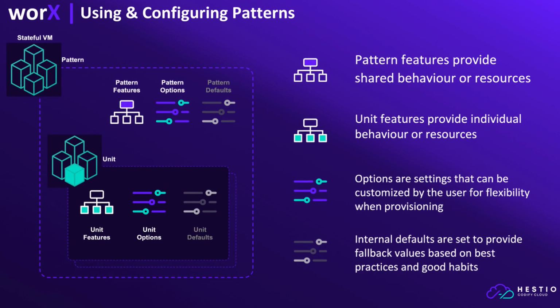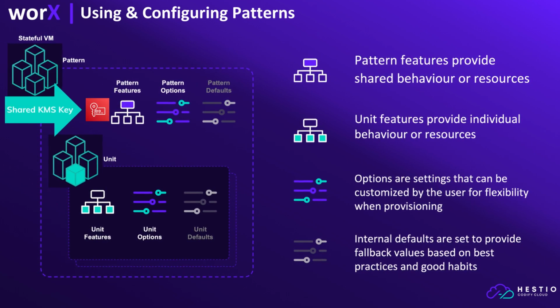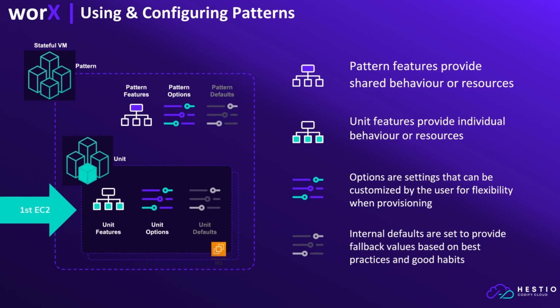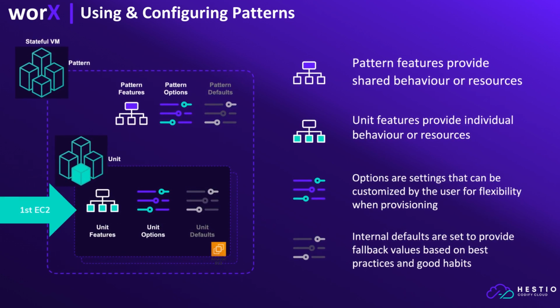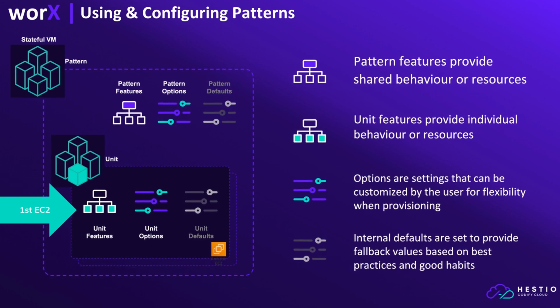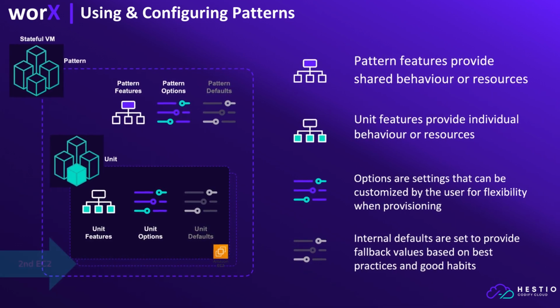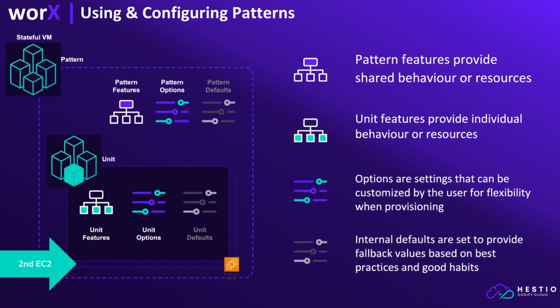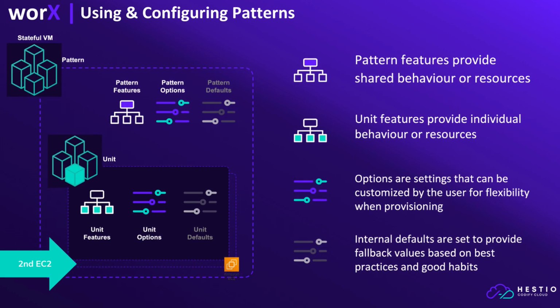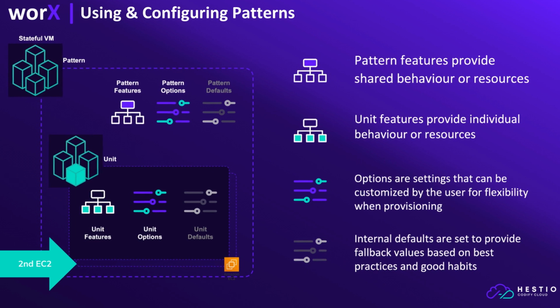Shared resources are configured in the pattern section. For example, a KMS key used to encrypt many VMs can be defined using relevant features and options in the pattern section. Individual resources are then defined in a unit section by specifying the features and options for that resource. Multiple unit sections can be defined if you need to specify more than one resource. So you could specify many EC2 instances with different instance types and disk layouts using multiple unit sections.